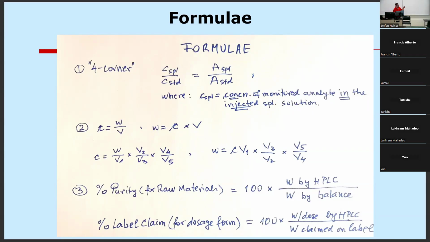10 points to Gryffindor. All right. So concentration of the sample divided by the concentration of the standard is equal to absorbance of the sample over the absorbance of the standard. You guys on Zoom see it okay? If you can't see those equations, just write them down, okay?